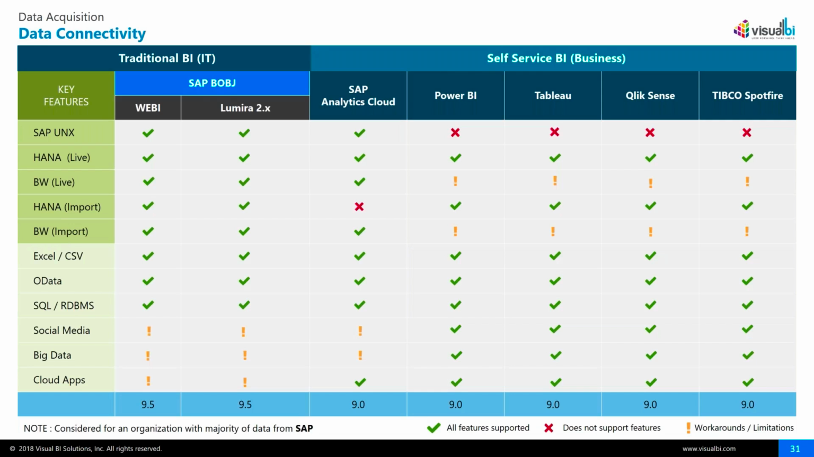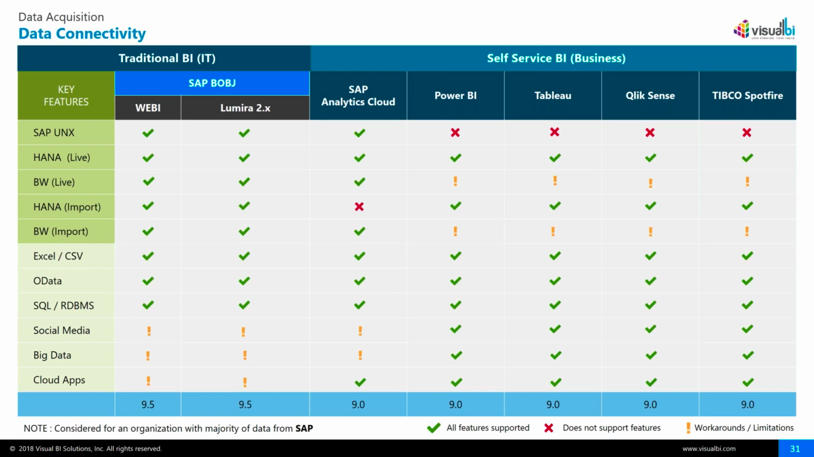So we wanted to get into the details, and you can clearly see some of the nitty-gritties of it. You can really separate the tools based on the connectivity. Because of our customer base, we have tried to keep the comparison more focused. We're assuming the data mostly comes from SAP. How does it connect to BW? How does it connect to HANA? Both import mode, live mode.